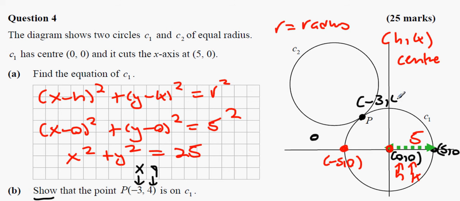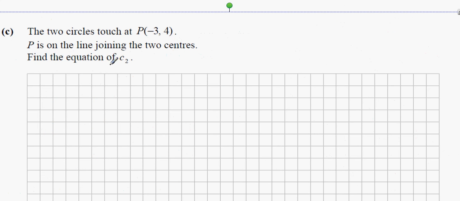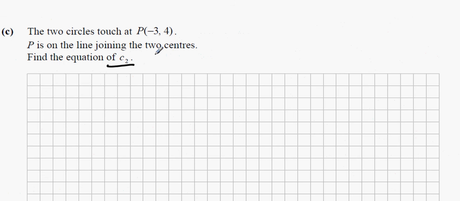Now what we can say is that if we were to join the two centers together and go through P until we hit the center, P is basically the midpoint between the two centers of the circle. Okay, so to figure out how we're going to go about doing this question, if I want to find the equation of C2, I want to find the equation of a circle. So first of all, I need to write down the formula for the circle.